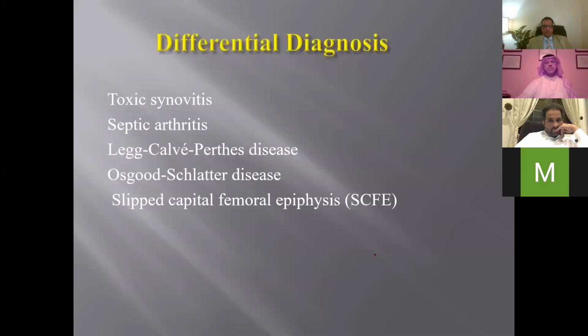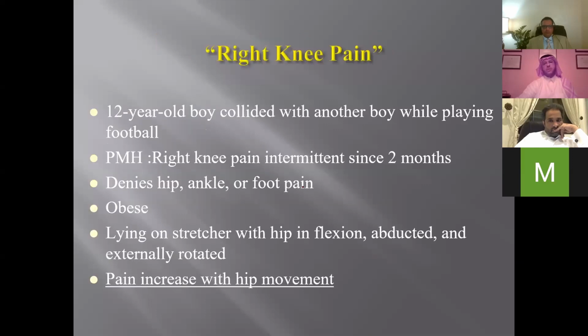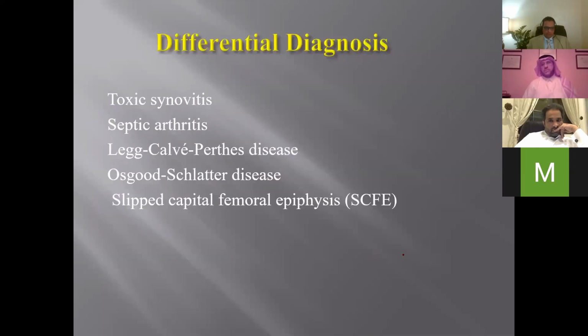Okay, so now the differential diagnosis for such a patient, as we mentioned, this patient is 12 years old. So it could be toxic synovitis, septic arthritis, Perthes disease, or Osgood-Schlatter disease, or SCFE. So let's start one by one. Toxic synovitis is unlikely, which is a non-traumatic condition usually presenting with an upper respiratory tract infection or UTI, and febrile. It's unlikely to be this kind of case.